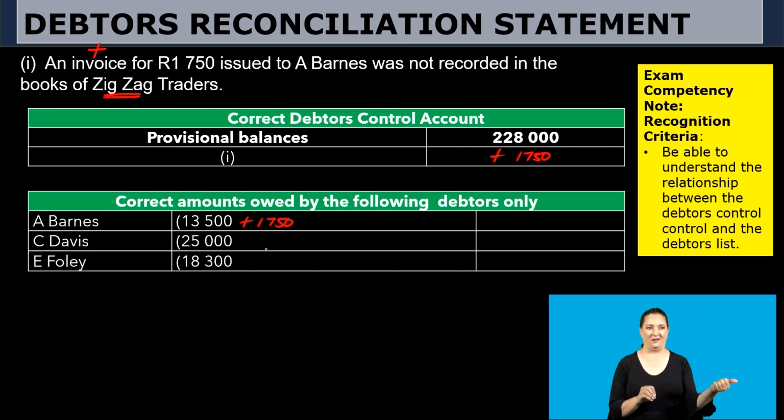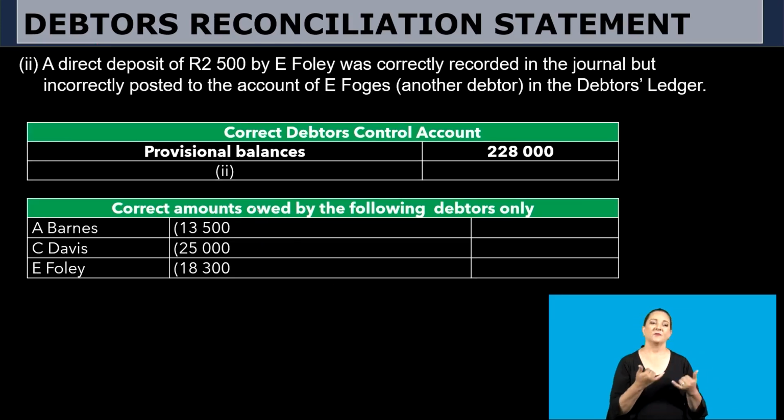Let's go to the next one, the second one. And it reads, a direct deposit, that means a debtor has paid, minus a direct deposit of 2,500 by E. Foley was correctly recorded in the journal but incorrectly posted to the account of E. Foggs, another debtor in the debtor's ledger. Okay, so if a direct deposit was correctly recorded in the journal, it means the control is fine. That means I come here, because they said if there's no change, I put a 0.